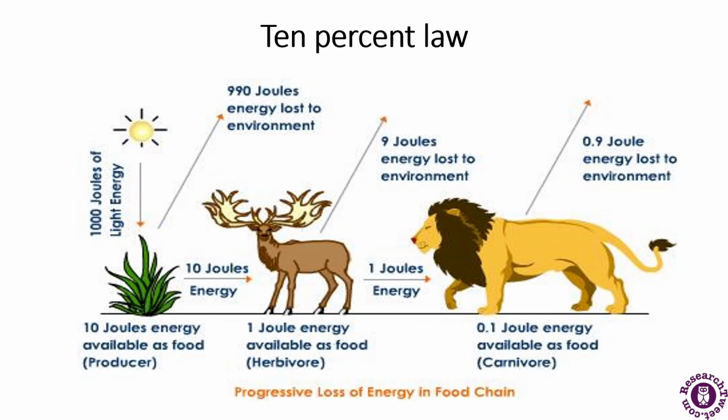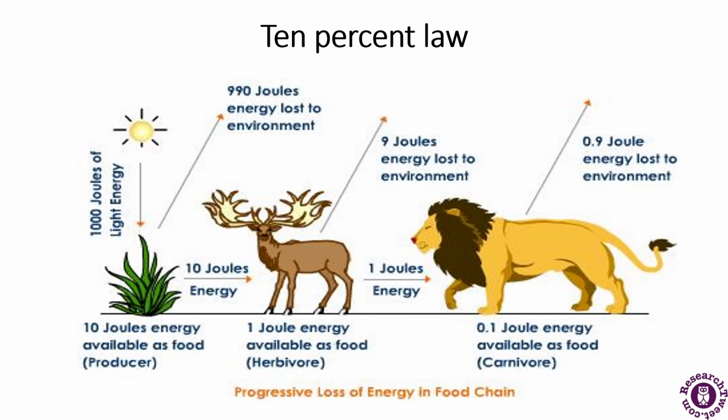Next is the 10% law. The 10% law concerns the transfer of energy from one trophic level to the next. According to this law, during the transfer of organic food energy from one trophic level to the next higher trophic level, only 10% of the transferred energy is stored as flesh, and the remaining is lost during the transfer, broken down in respiration, or lost to incomplete digestion by the higher trophic level.